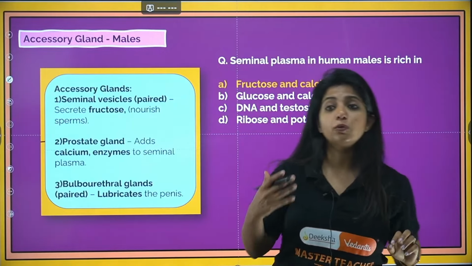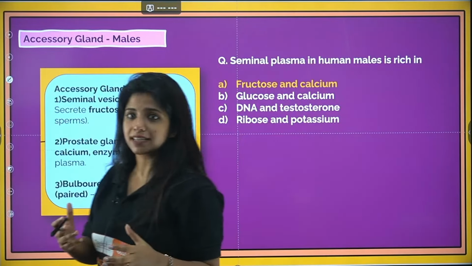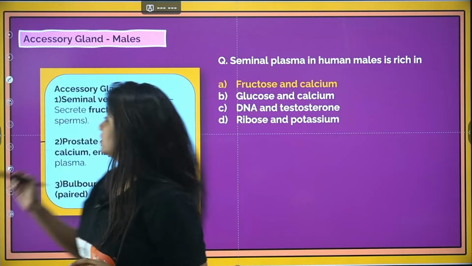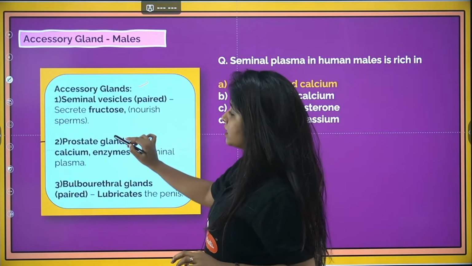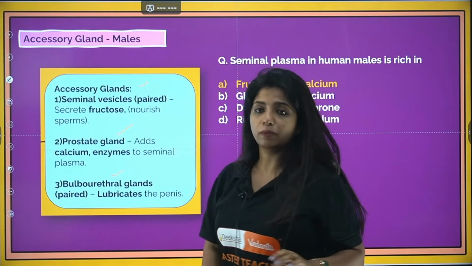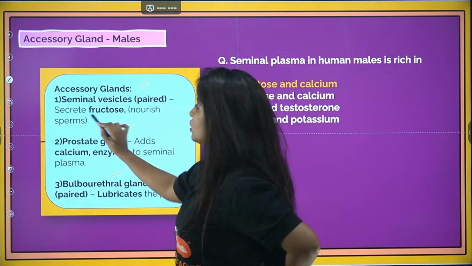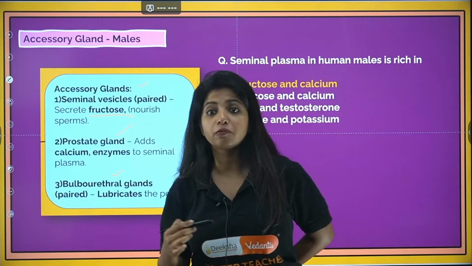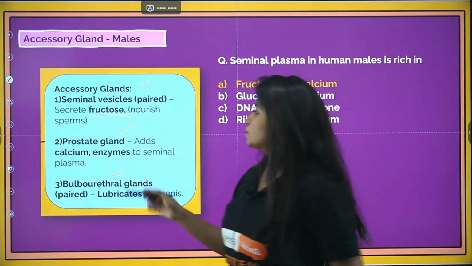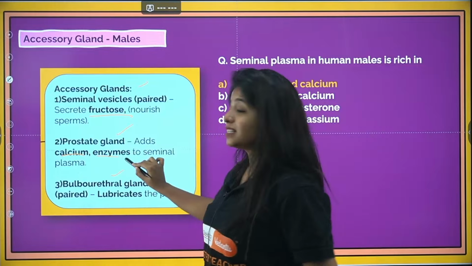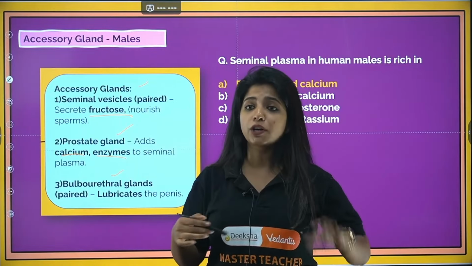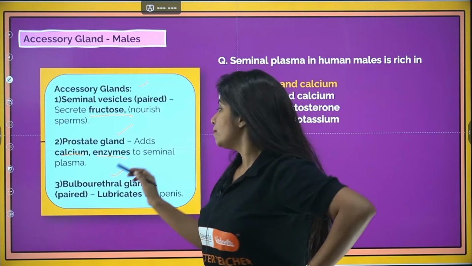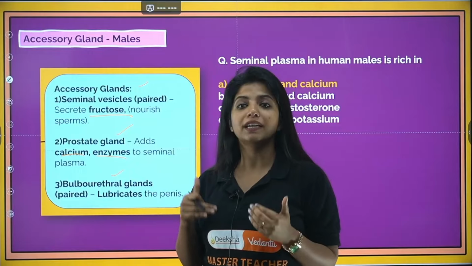Seminal plasma is a fluid which is released by the accessory glands. Okay. How many glands are there? 3. First is the seminal vesicle, second is the prostate, the third is the bulbourethral. Seminal vesicle releases fructose, which is responsible for nourishing the sperms, whereas the prostate gland is responsible for calcium and enzyme secretion. These are very much important for the process of fertilization to happen. Bulbourethral gland is just for lubricating the penis.